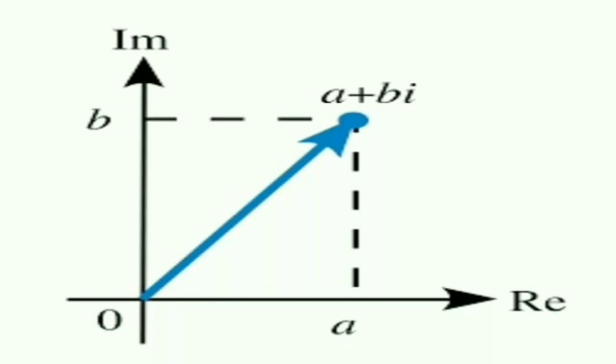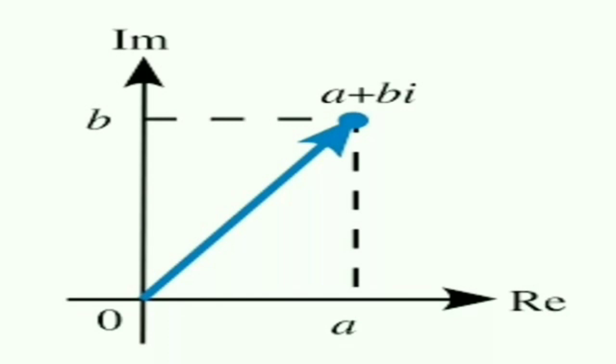A complex number whose real part is 0 is said to be purely imaginary. The points for these numbers lie on the vertical axis of the complex plane. A complex number whose imaginary part is 0 can be viewed as a real number. Its point lies on the horizontal axis of the complex plane.